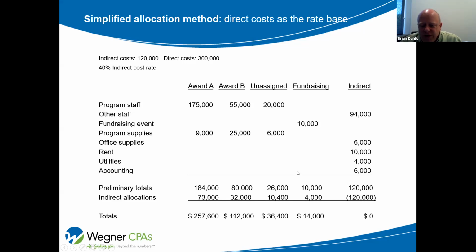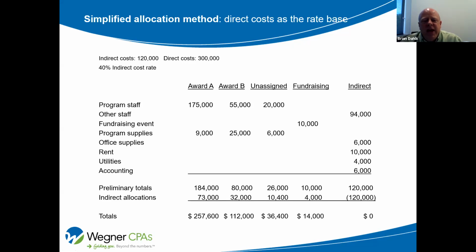The important thing to point out here is that you can't just take the 120,000 and allocate it to the two awards. It has to be allocated to all the functions, all the direct functions, including the awards. So you have to allocate it proportionally to things that are unassigned and to the fundraising category, along with the awards. So I hope that makes sense. This is a very important point.